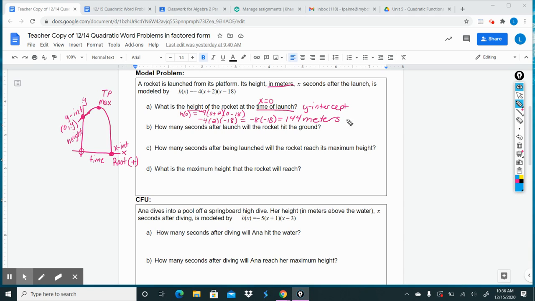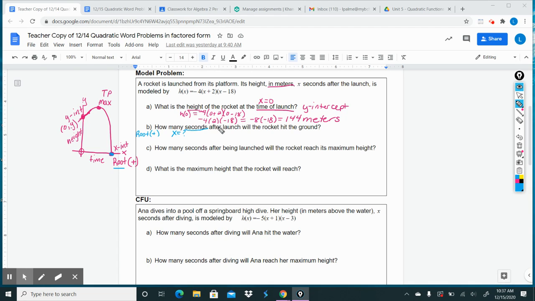For letter B, how many seconds after the launch will the rocket hit the ground? Again, we're looking for seconds, so we're looking for that x value, right? We're looking for our x value after it was launched. So when it hit the ground here, this is where it hit the ground. We're looking for our roots here, and we want to remember that we are looking for a positive value of a root.